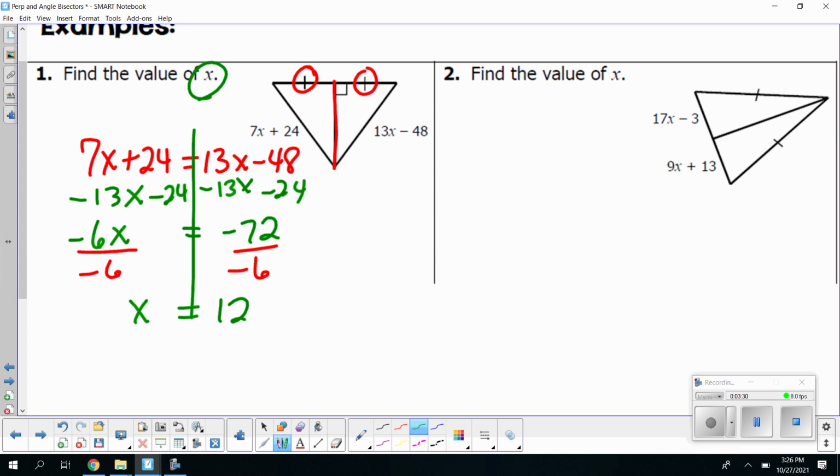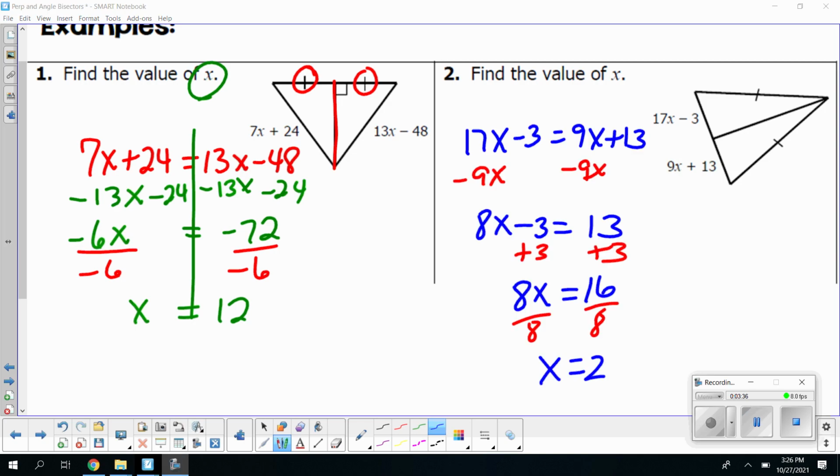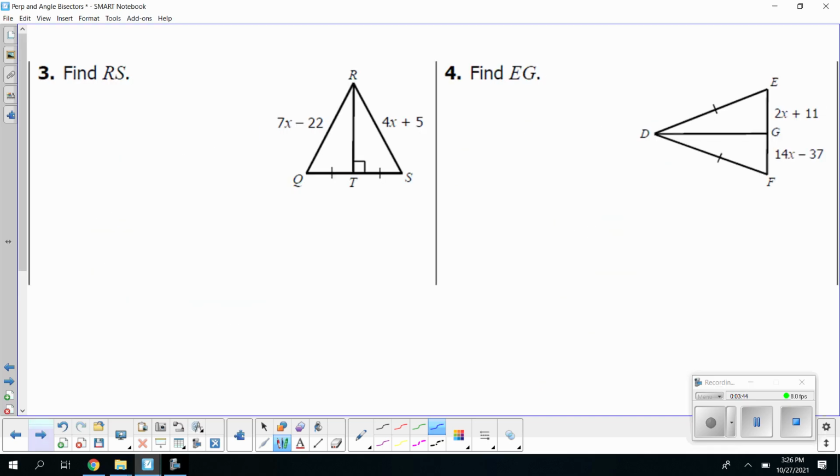I want you to pause the video now, and I want you to try number 2. Okay, check your work for number 2. You should have gotten x equals 2. Let's take a look at number 3.